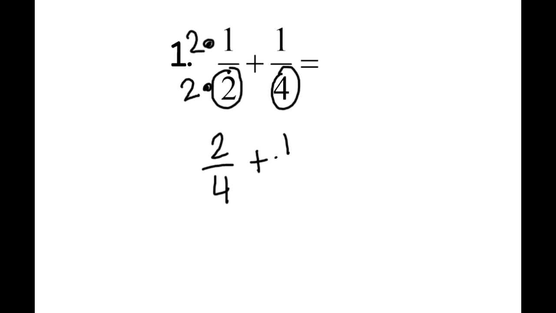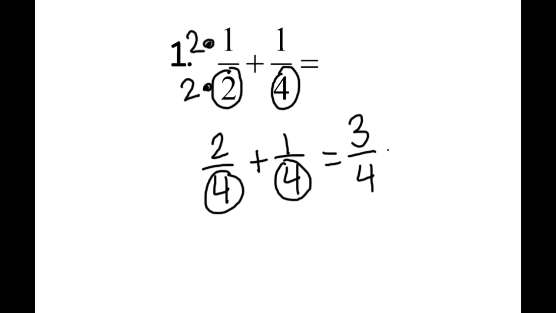plus 1/4. Then I treat it just like I did the like fractions that have a common denominator, and I add their numerators straight across. So 2 plus 1 is 3, denominator of 4. My answer is 3/4. I can circle that, and we are finished.